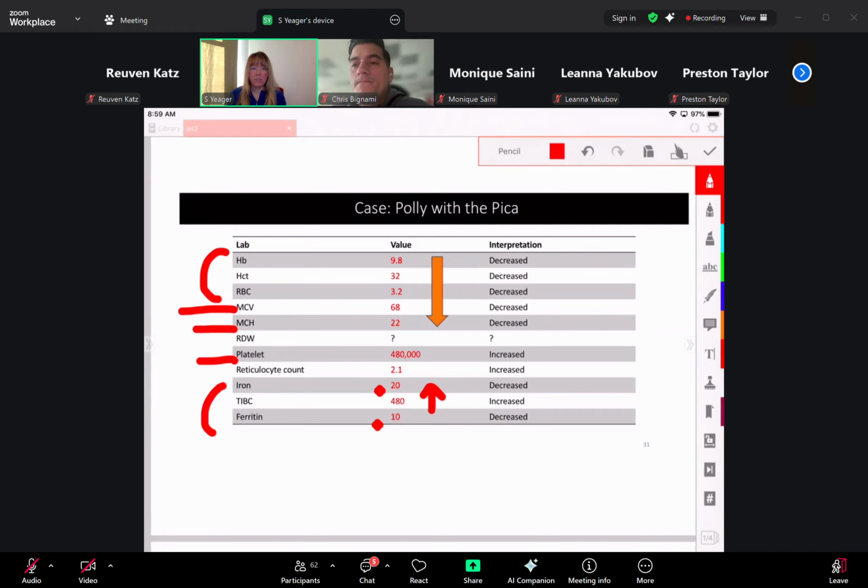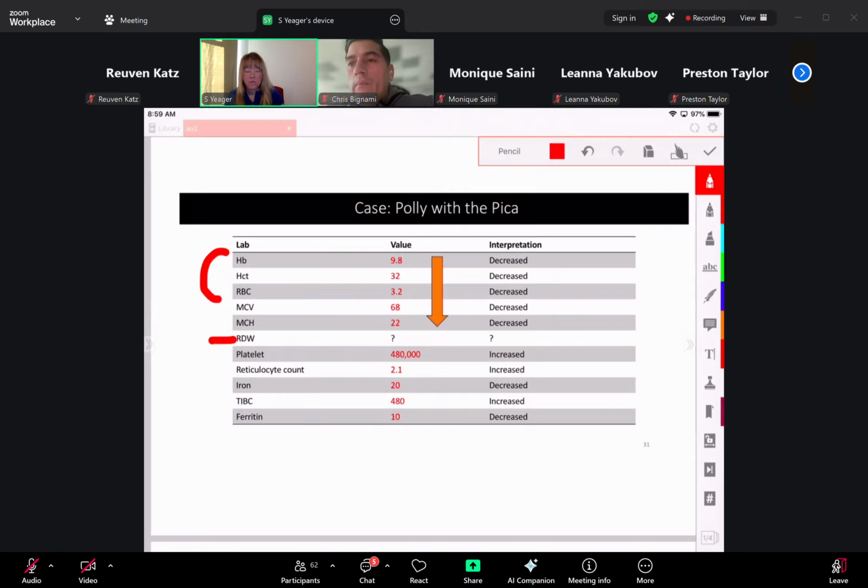So when we look at some questions we have about this one in particular, a question I want to ask is, what do you think the RDW is going to be? So RDW is going to be high with iron deficiency. We talked about that a few times, so just a knowledge check there.